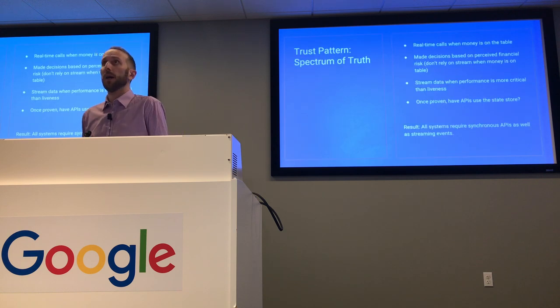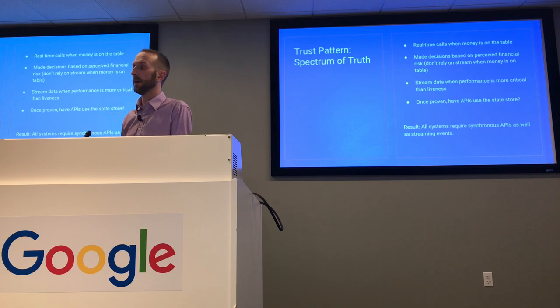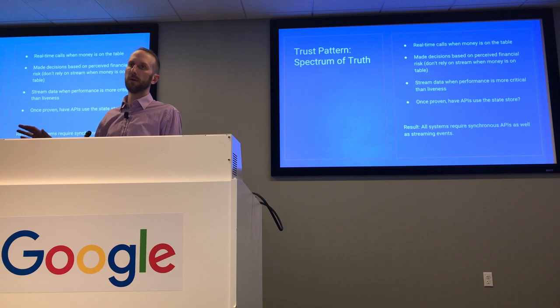So this one, I've been calling spectrum of truth. There's this idea that as we get closer and closer to taking your money and processing an order, we want to make really sure that we have the most up-to-date picture. So in this case, we start out with the idea that when there's money on the table, we can throw performance to the side.